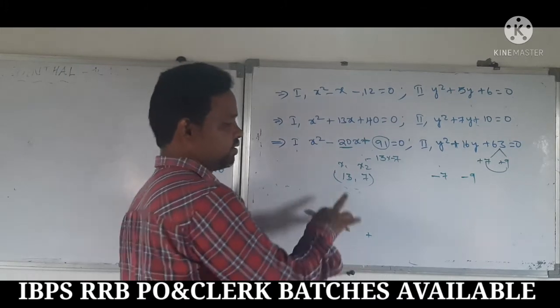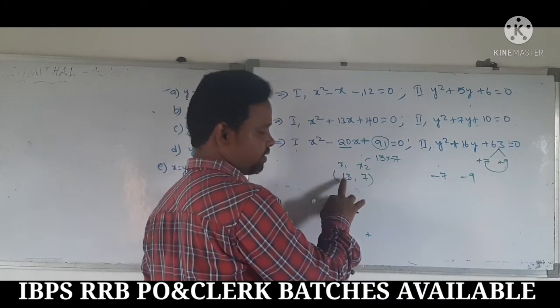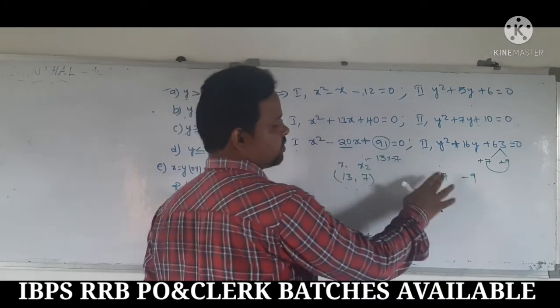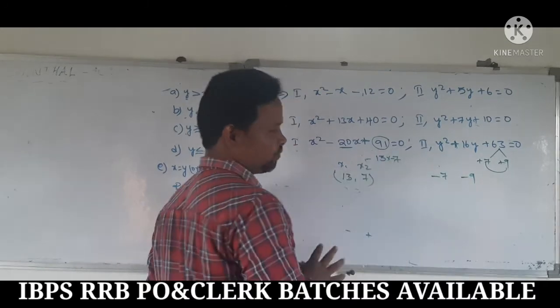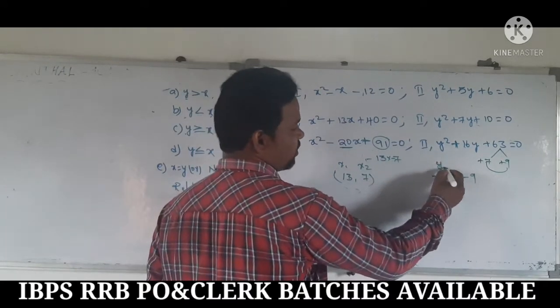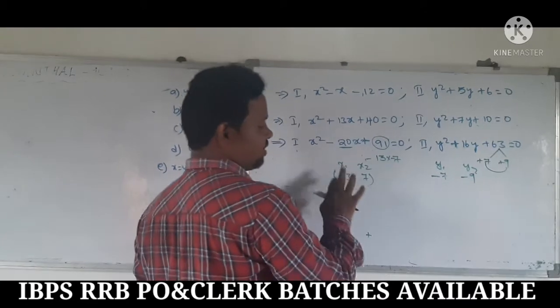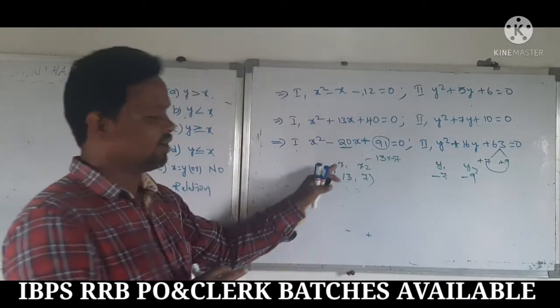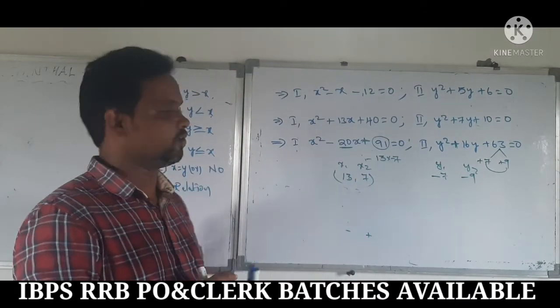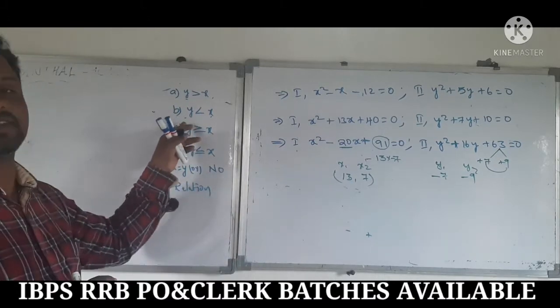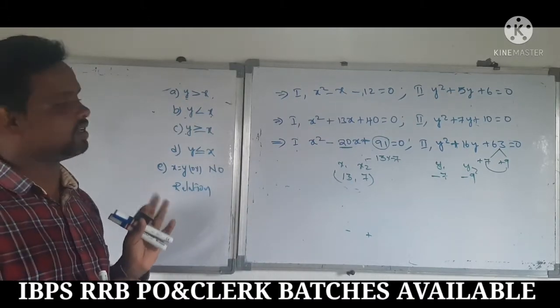Once observe here. Here these both values are positive. Here these both values are negative. These are y1 comma y2. That's why blindly we can find out x is greater than y. It means y is less than x.